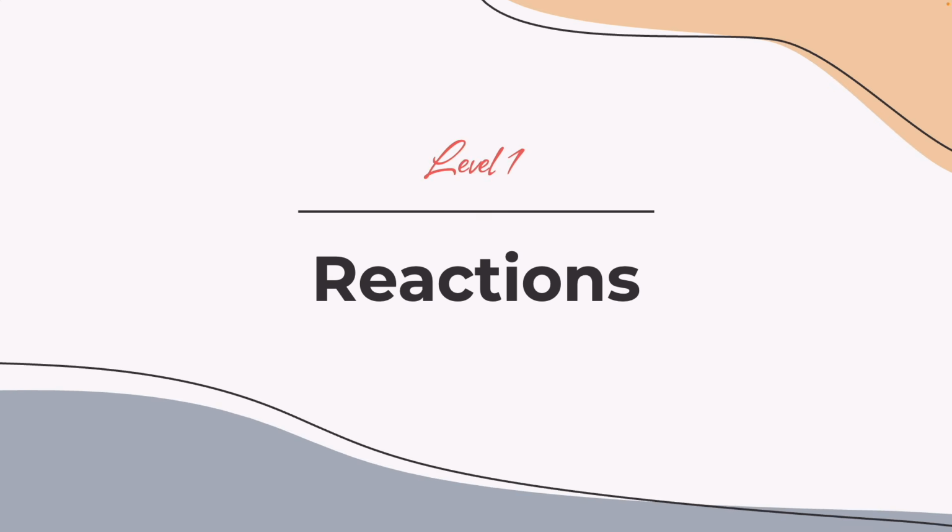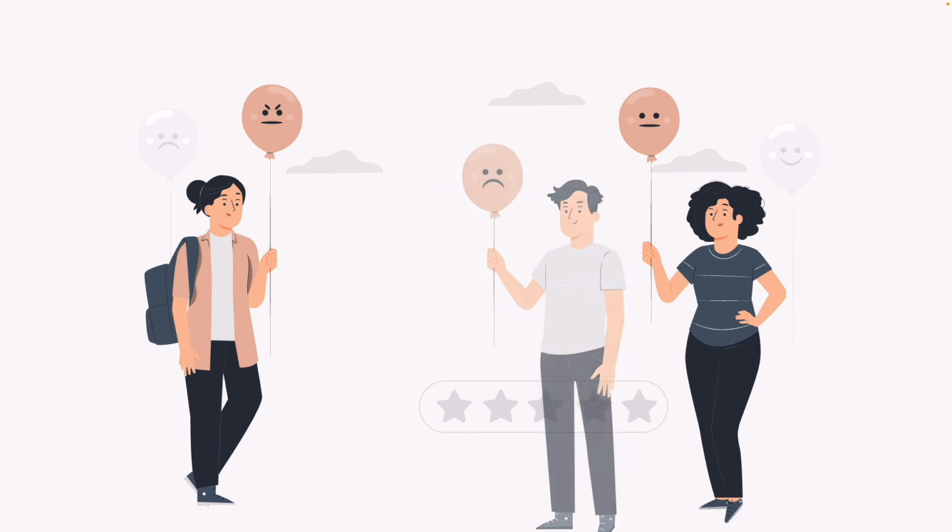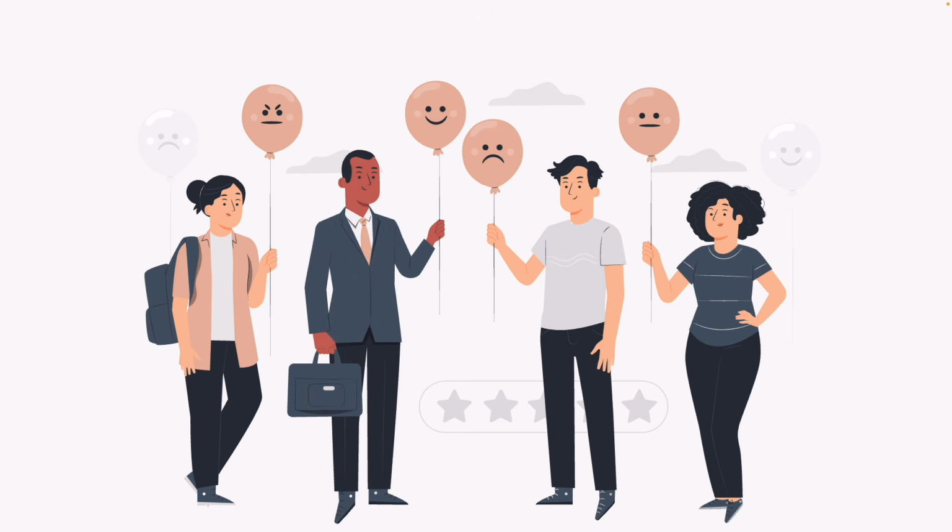Let's then kick things off by looking at Level 1, reaction. What is it? Level 1 evaluates the initial reactions learners have to your learning event, be that a training, workshop, or an online course. It's like the trailer for a blockbuster movie. It gives you a quick glimpse into what the audience thinks, but it's not the whole story.